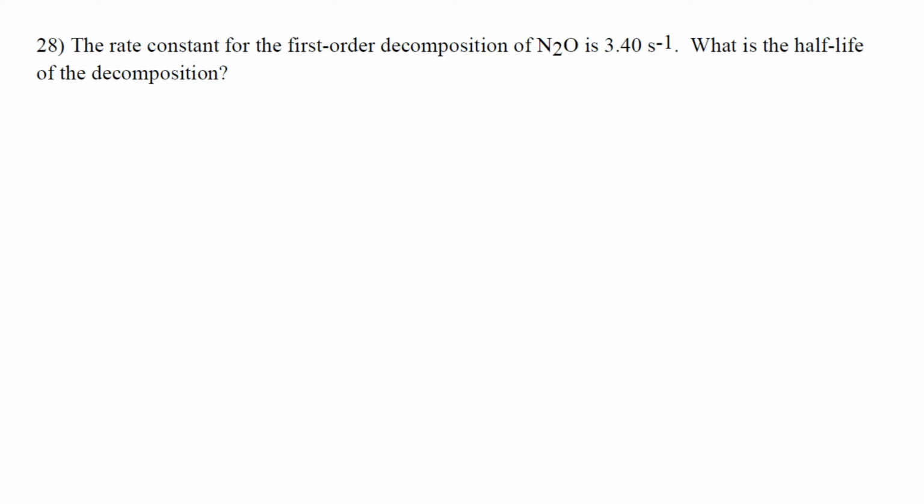Next question. The rate constant for the first order decomposition of N2O is 3.40 per second. What is the half-life of this decomposition? Now you might think, Dr. McGill, in the last question, the rate constant was 0.76. You'd be right, but that was at 1,000 Kelvin. We don't know what the temperature is for this reaction conditions, but it's a different reaction condition.